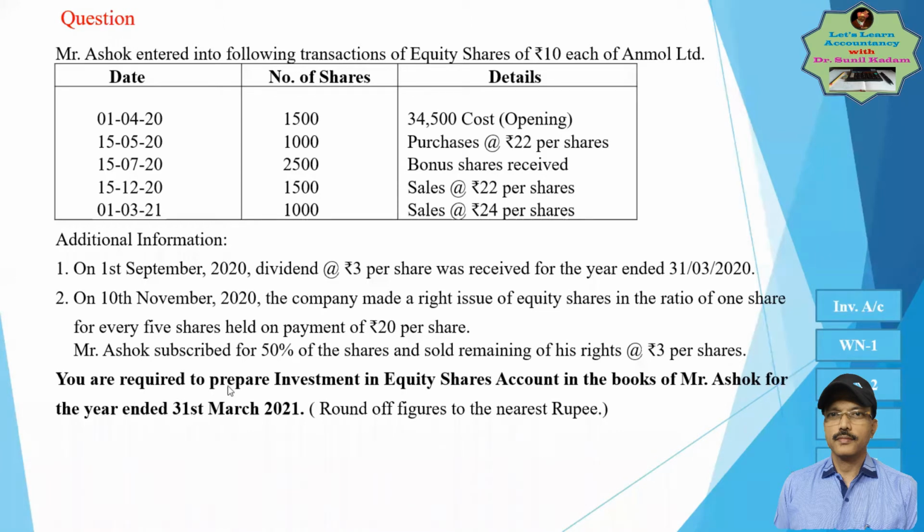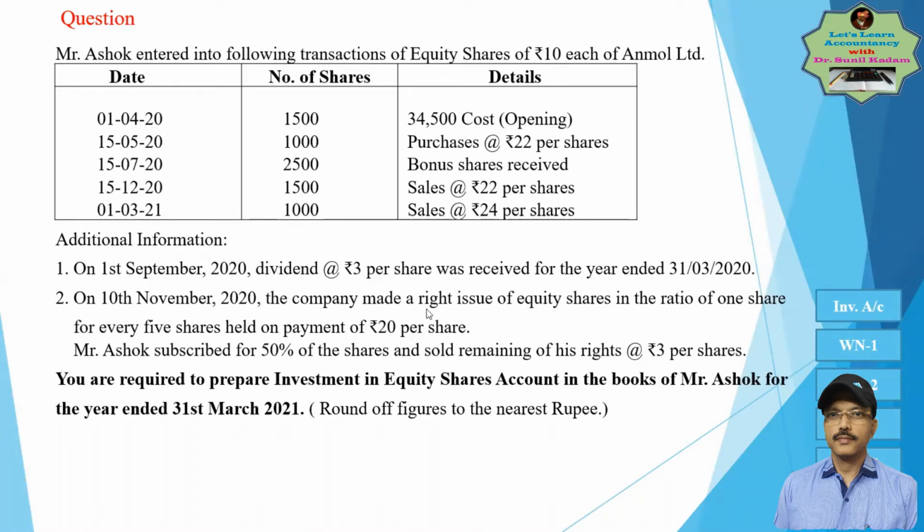Mr. Ashok subscribed for 50% of the shares and sold the remaining rights at the rate of rupees 3 per share. You are required to prepare the investment in equity shares account in the books of Mr. Ashok for the year ended 31st March 2021. Round off figures to the nearest rupee. So that we normally do. If there is a decimal answer, 0.5 and above will be converted to the next rupee. That will be taken care of.